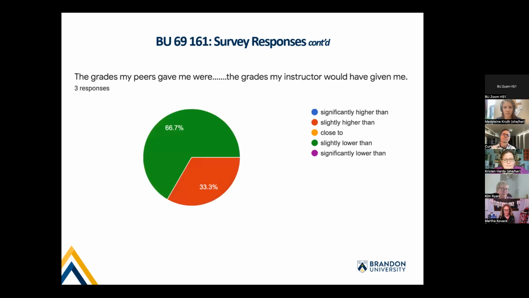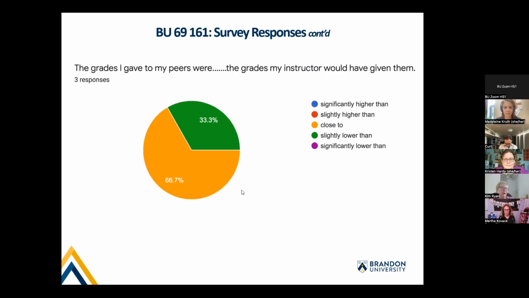The grades my peers gave me were slightly higher than what my instructor would give, said 1 student, and 2 said that they were slightly lower than what the instructor would give. The grades I gave my peers were close to, was a comment made by 2 students, and slightly lower than, was made by 1 student.